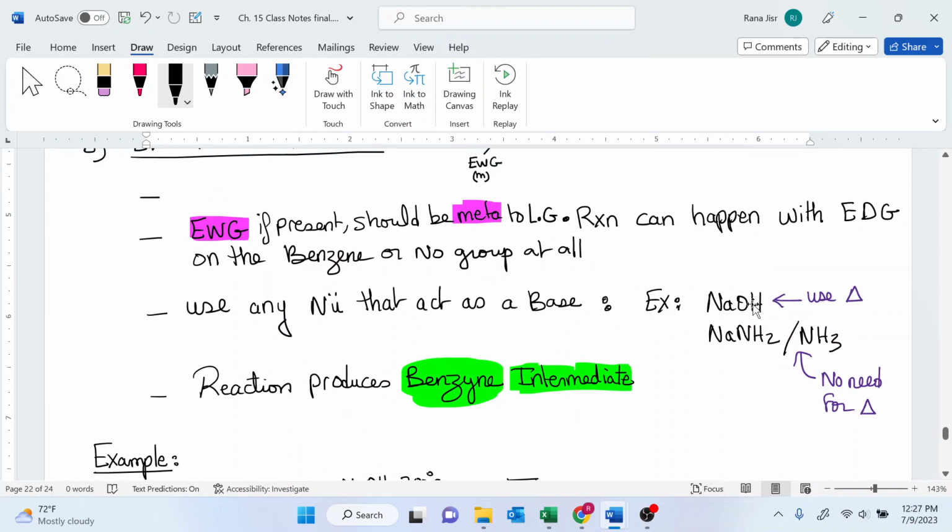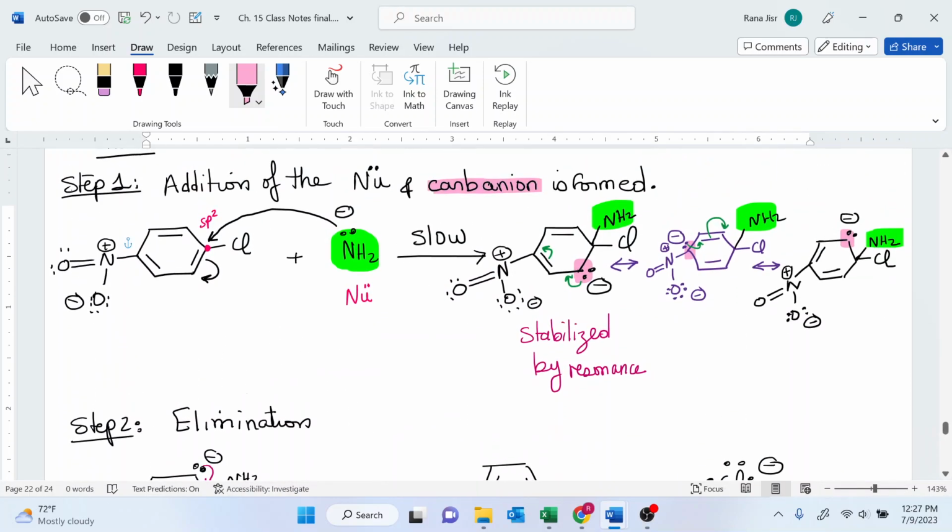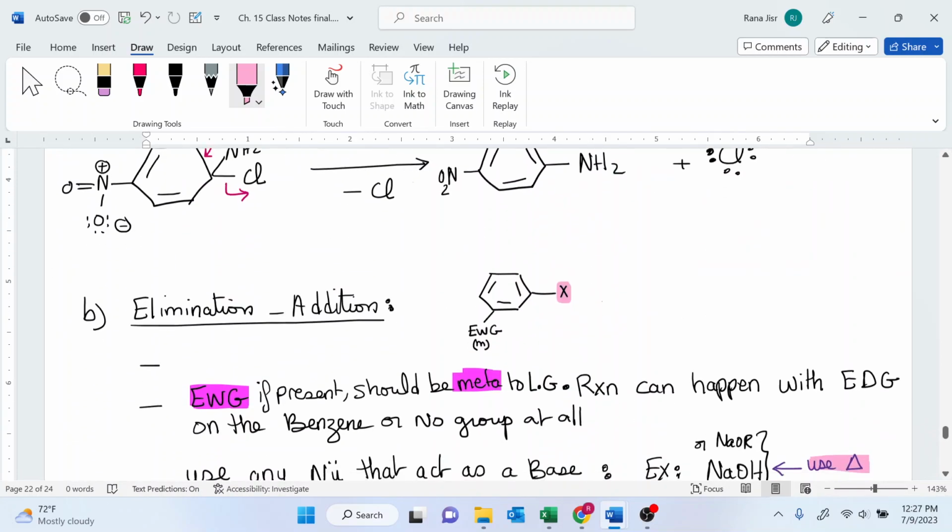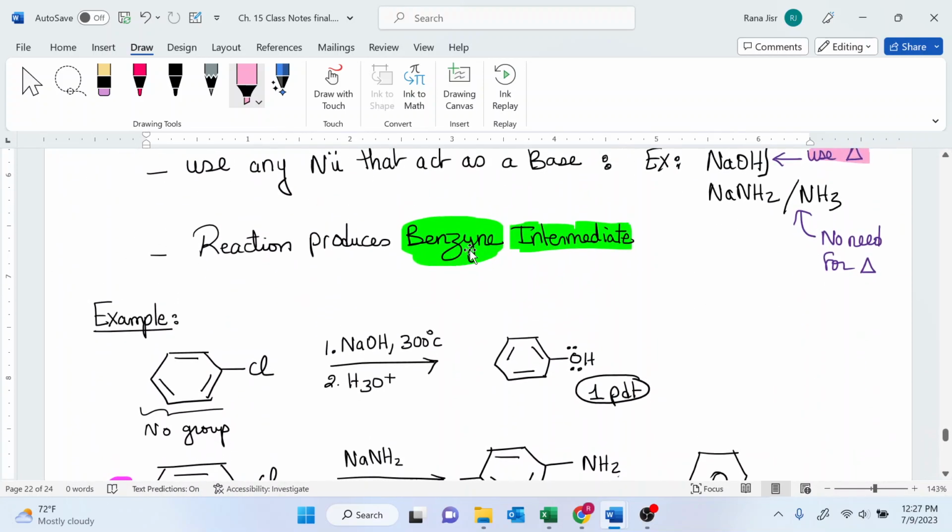But if you use NaOH or if you use NaOR, then with these two nucleophiles, you would need to use heat with them. With sodium amide, you don't need to use any heat. Ammonia normally is used as a solvent whenever you use this nucleophile. The reaction here is going to proceed by forming a benzyne intermediate. So up there, we had a carbanion intermediate. Here, we have a benzyne intermediate.